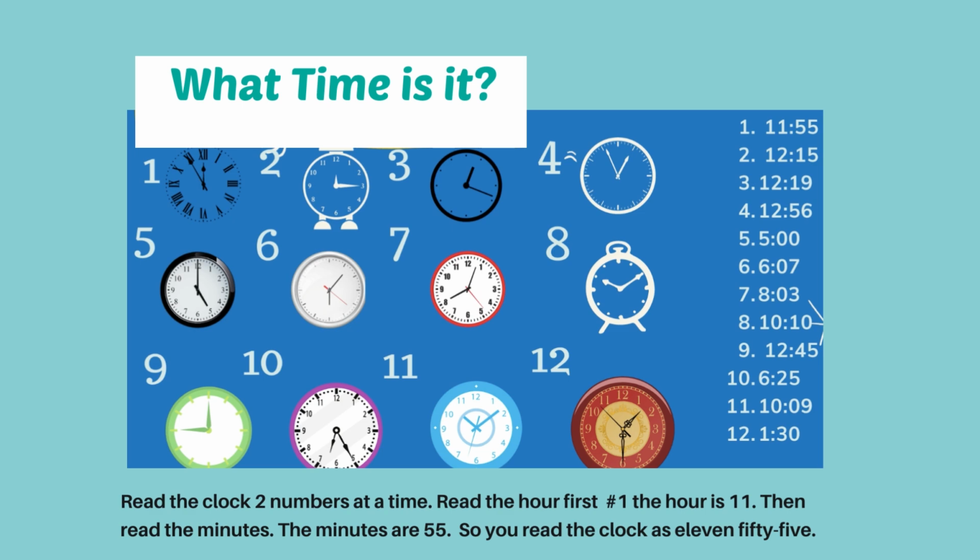You read the clock two numbers at a time. Read the hour first. So for example, in number 1, the hour is 11. Then you read the minutes, and in number 1, the minutes are 55. So you read the clock as 11:55.